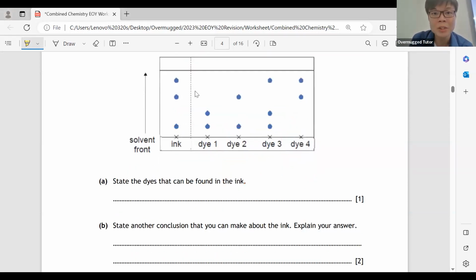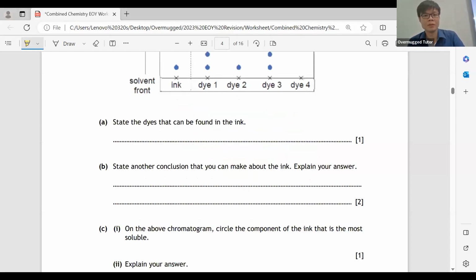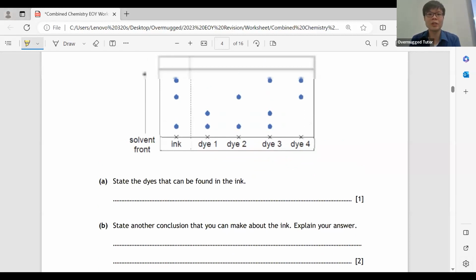This one is at page 4. Okay, state another conclusion that you can make about the ink. Explain your answer. 1 mark for stating, 1 mark for explanation. What else can you deduce about the ink?